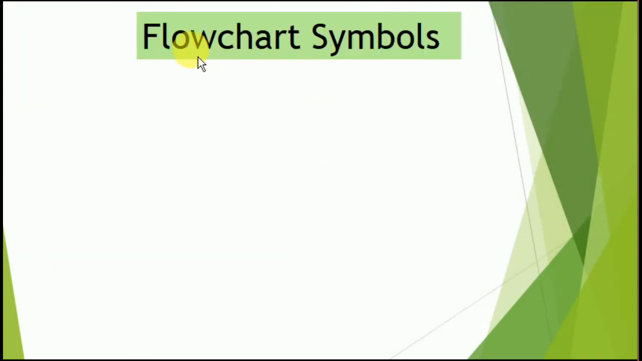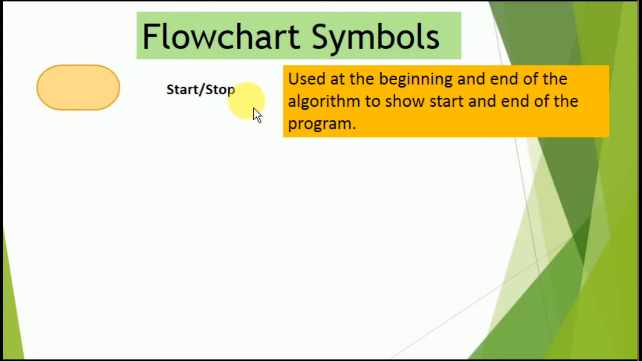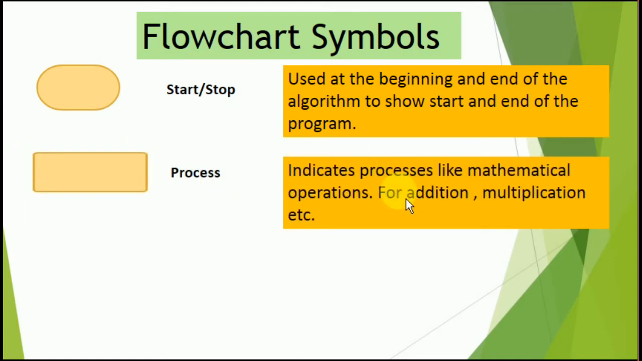We need to move to the flowchart symbols. Now the first one is the shape of start and stop, and what is the use of this? It is used at the beginning and the end of the algorithm to show the start and the end of the program. Whatever we have written in the sequences, it starts from here and stops here. Next is a process. This rectangular box is used for processes. What are the processes? Mathematical processes, meaning addition, multiplication, division, and initializations.